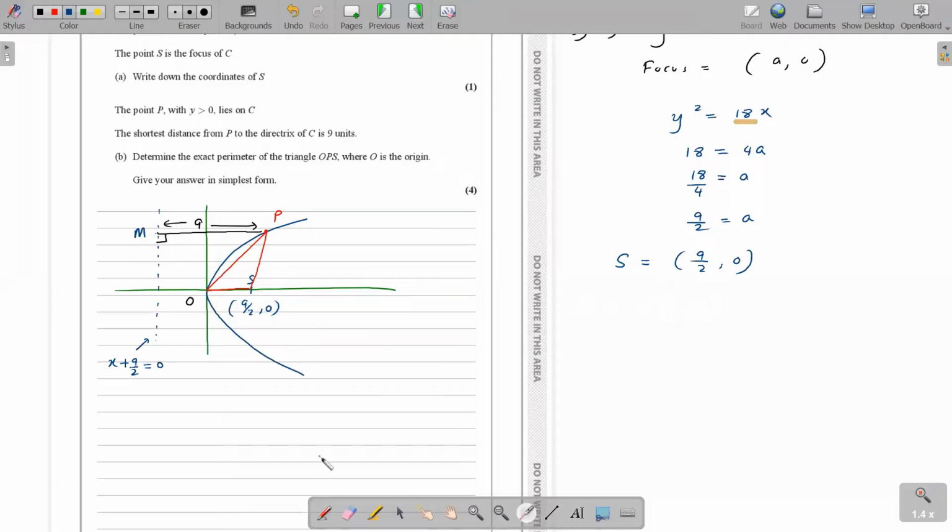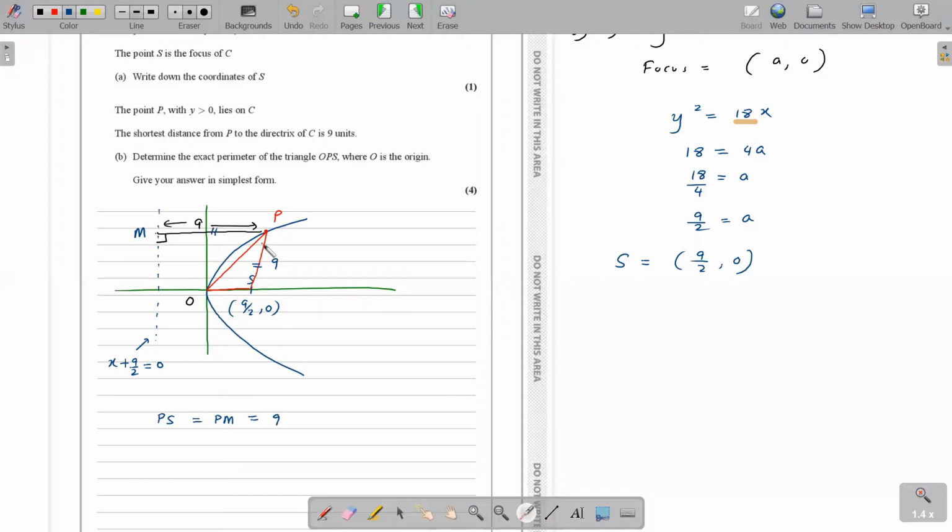This is the rule. Now my diagram is not that great, but in a parabola, PS is equal to PM, which means both of them are 9. So PS and PM are both 9. That solves one problem. The other one, OS distance, is 9 over 2. So that's also okay. So what's the only distance we need to find? We need to find the OP distance.